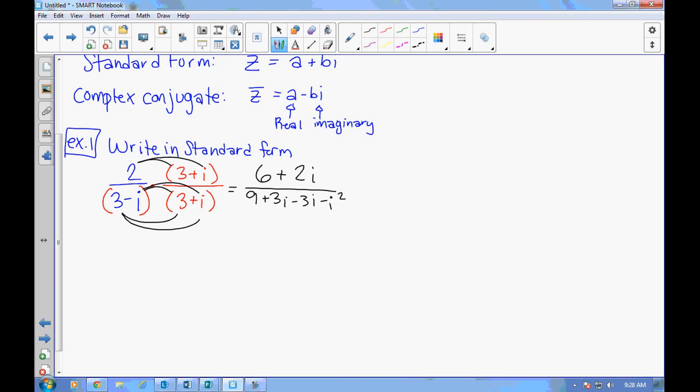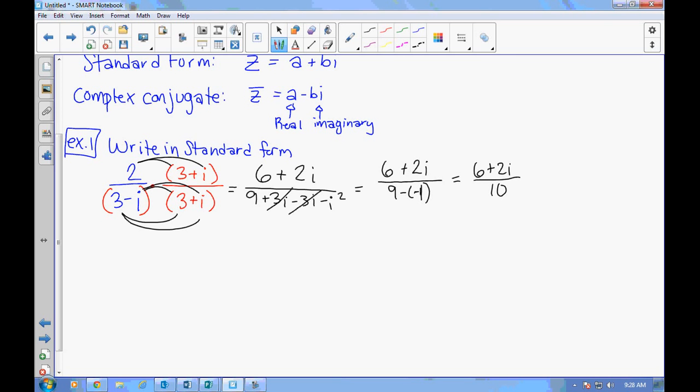By using the conjugate every time, these middle ones will cancel. So on the top we have 6 plus 2i. Do you remember what i squared is? Good job. It was negative 1. So this is really 9 minus a negative 1, because it's minus i. Or in other words, 9 plus 1, which is 10. So I have 6 plus 2i over 10.